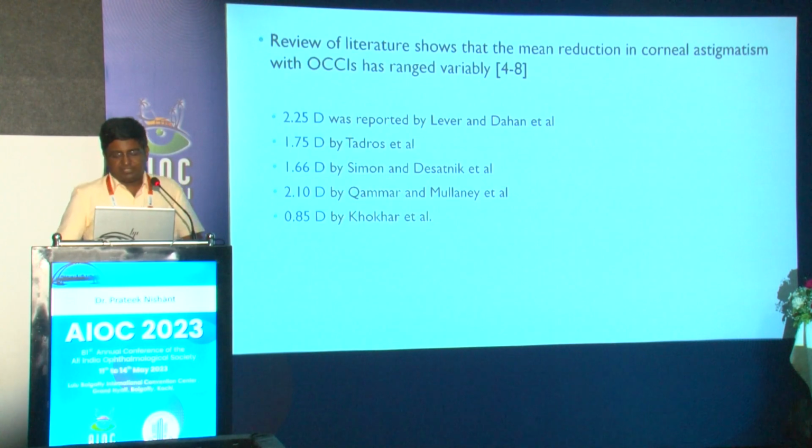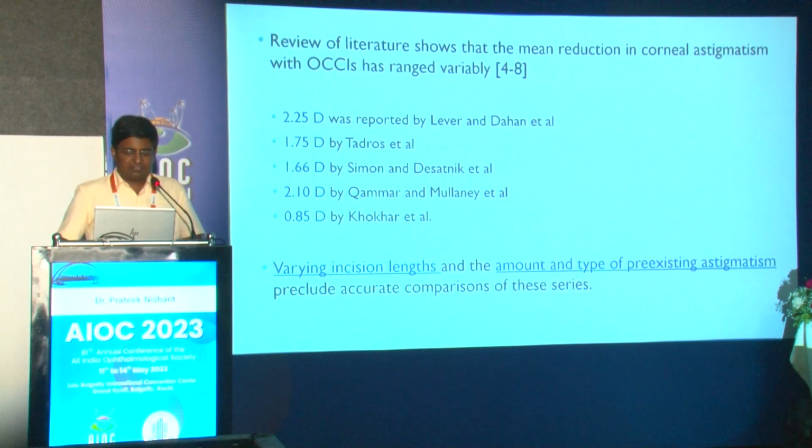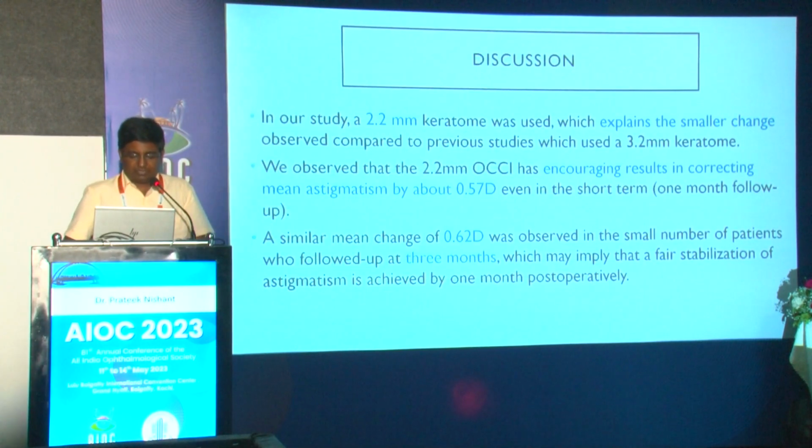OCCIs are self-sealing, pose no additional risk, require no extra instruments, and are effective. How effective? Previous studies have shown that variable correction of astigmatism is possible with 2.8 millimeter and 3.2 millimeter OCCI. This effect is not yet documented for 2.2 millimeter incisions in literature, which are more common nowadays. Varying incision lengths and amount and type of pre-existing astigmatism preclude accurate comparisons with these studies. In our study, a 2.2 millimeter keratome was used, which explains the smaller change observed compared to previous studies. And we observed that even a 2.2 millimeter OCCI has encouraging results, correcting mean astigmatism by about 0.57 diopters, even in the short term.